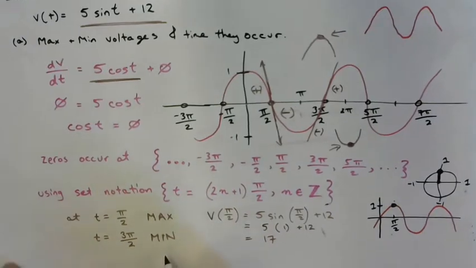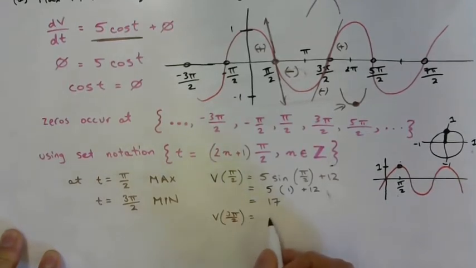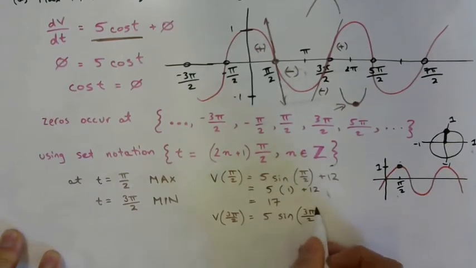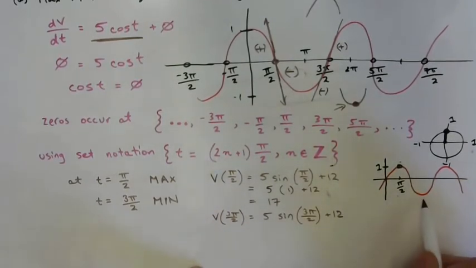Okay, same process to find the minimum. Our original equation, sub in 3 pi over 2. We get 5 times the sine of 3 pi over 2 plus 12. And we're pretty aware that we're going to be down at our minimum here, which is going to be negative 1. And so we have 5 times negative 1, that's negative 5, plus 12, that is 7.